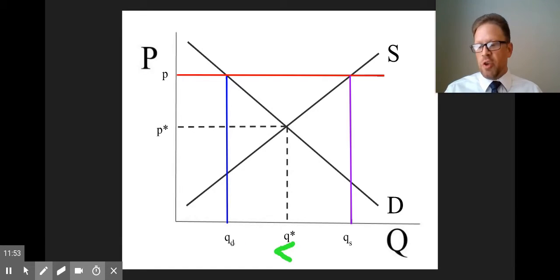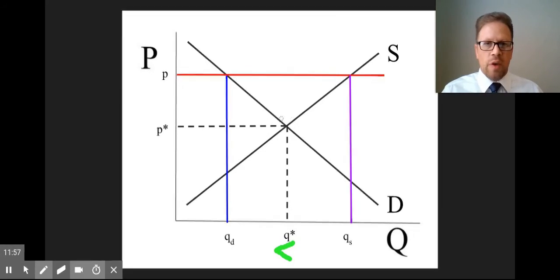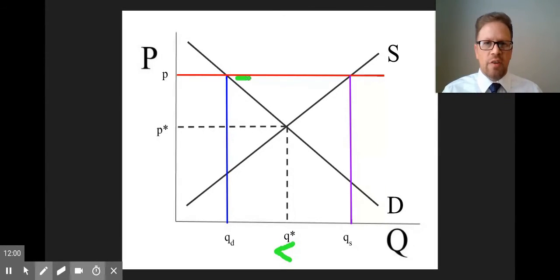There is a little thing you can look for that lets you know that, hey, this is a surplus. Well, we have this little triangle area here that is formed by the price being at a level higher than equilibrium. So whenever you see this, that means you're dealing with a surplus.